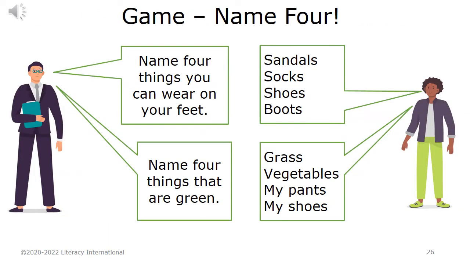Game. Name 4. For example, name 4 things you can wear on your feet. Sandals, socks, shoes, boots. Name 4 things that are green. Grass, vegetables, my pants, my shoes.